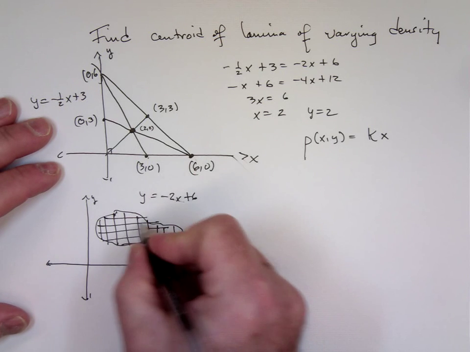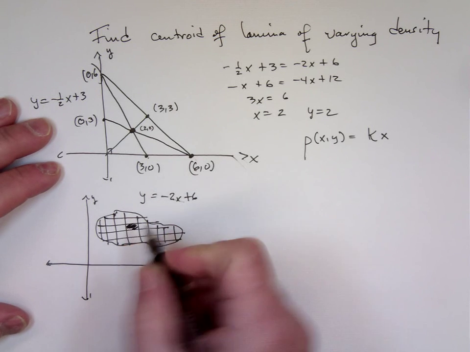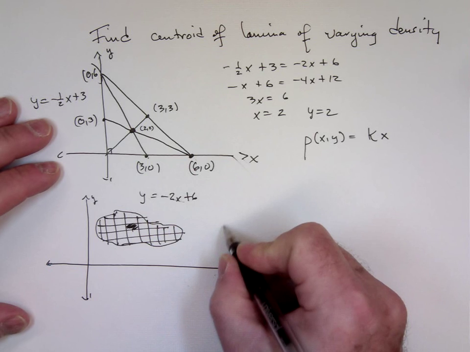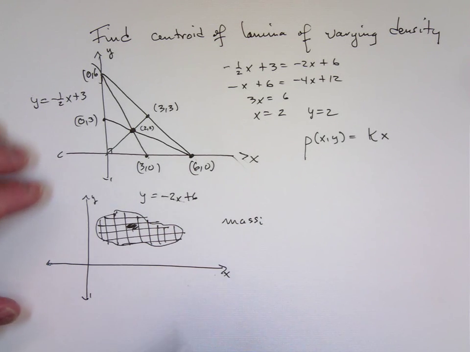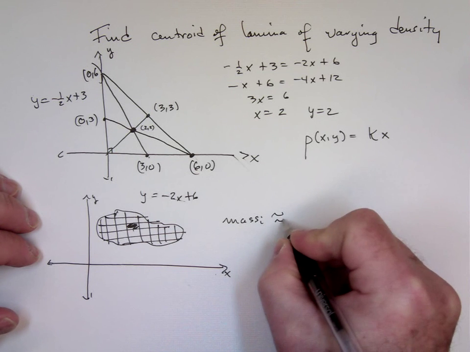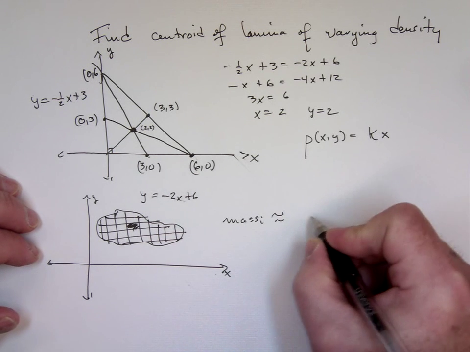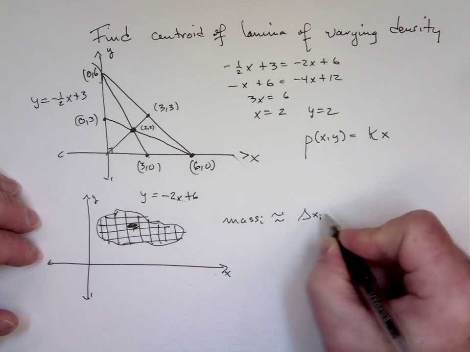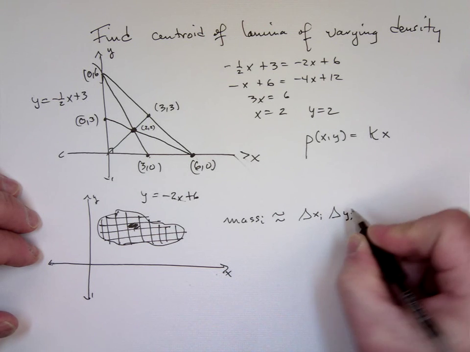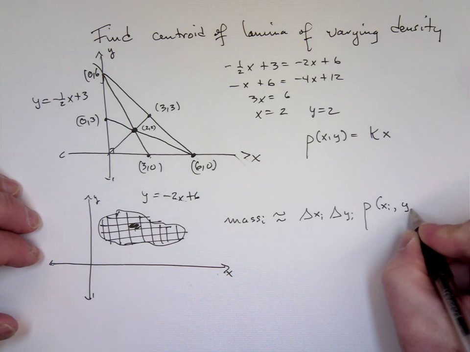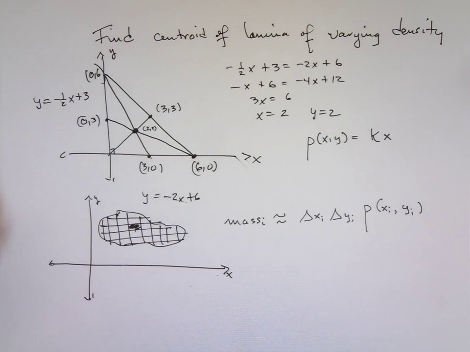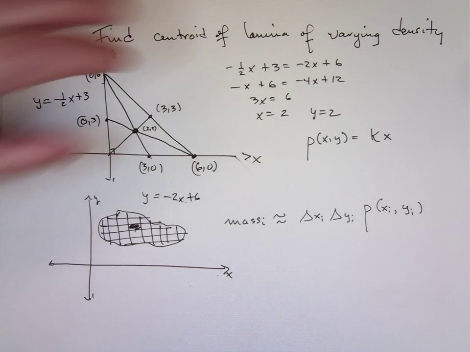So let's take this one and let's find the mass, first of all, of that little square. That's, believe it or not, it's a square. The mass of that is going to be a delta x, a delta y, times the density function at that point. That's the mass of that object right there, that little square.